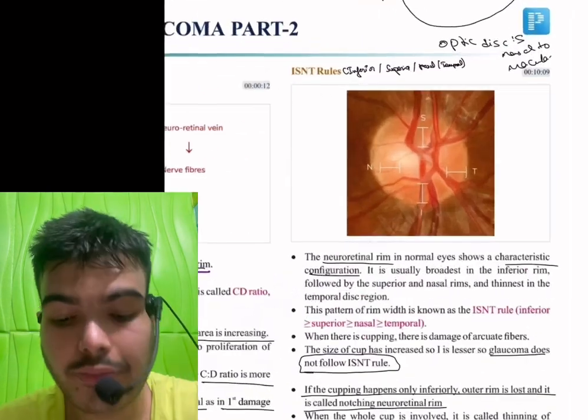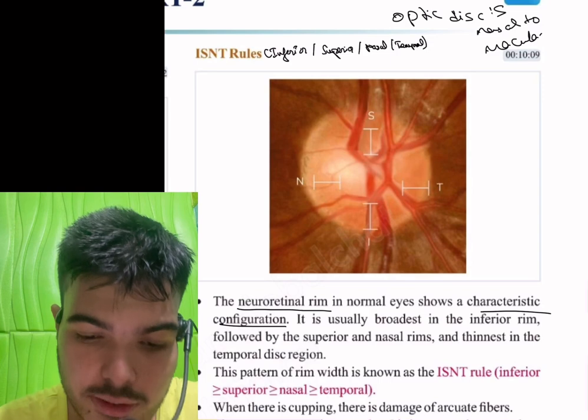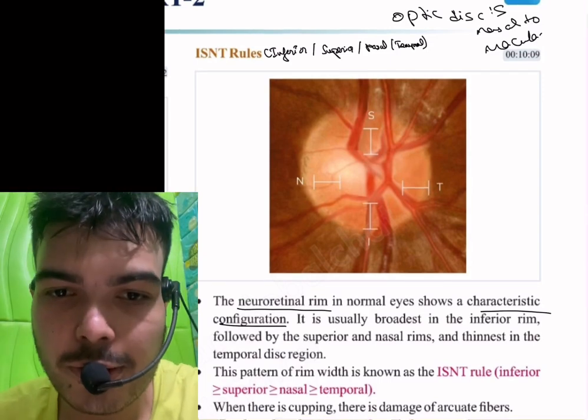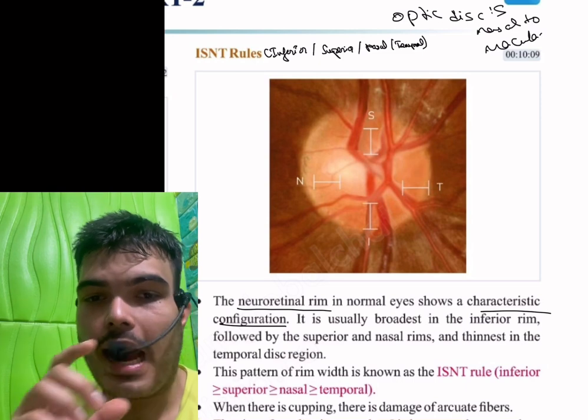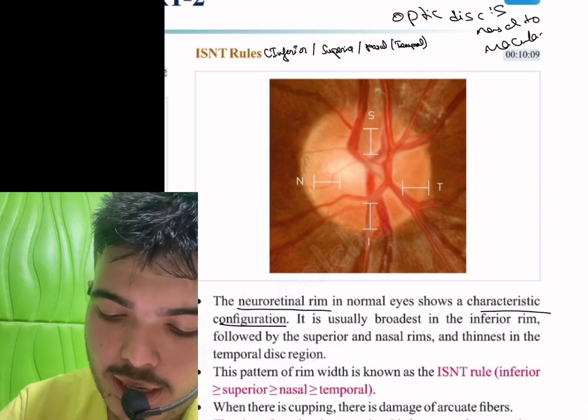Now let's move on to the ISNT rule. So I'll just do this in the next session, okay? So now let's talk about the ISNT rules, right? So normally what happens is, there's an optic disc, right? So over here I'll show you.